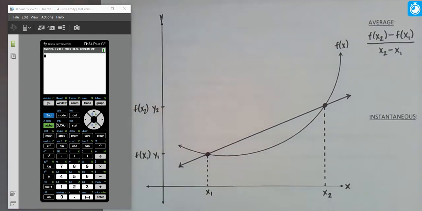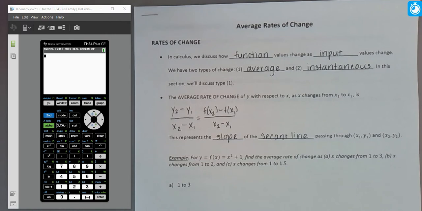So again, the idea is how much are the y values changing versus the associated x values. And so when we find that rate of change, that is going to be the amount of change per unit as we travel from x1 to x2 along this particular curve, and then trace those associated function values. So let's do a couple of examples calculating this average rate of change.